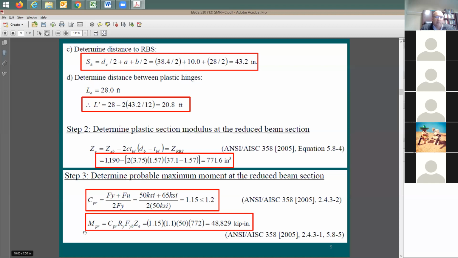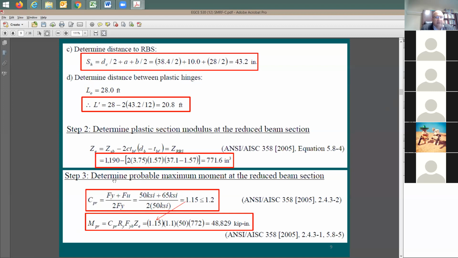You're going to be using M sub PR, which means the probable moment. Let's give you the probable moment at the RBS itself. It's kind of the maximum moment that you can develop at the RBS itself, not in the beam. It's going to be at the RBS, the reduced section of the beam. So you're going to be taking C sub PR, the 1.15. It's going to be taken from here, right?